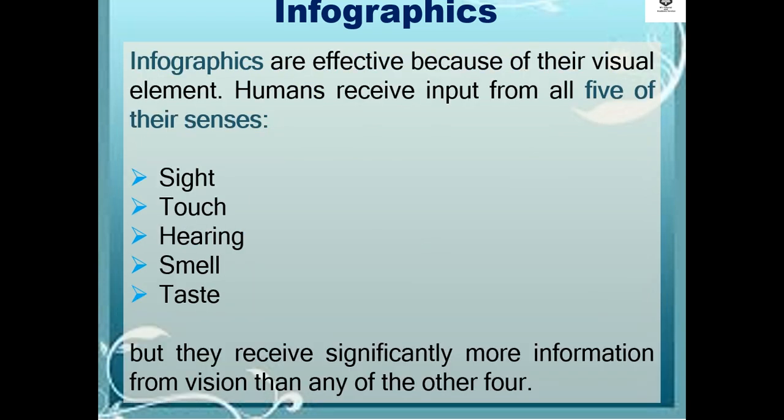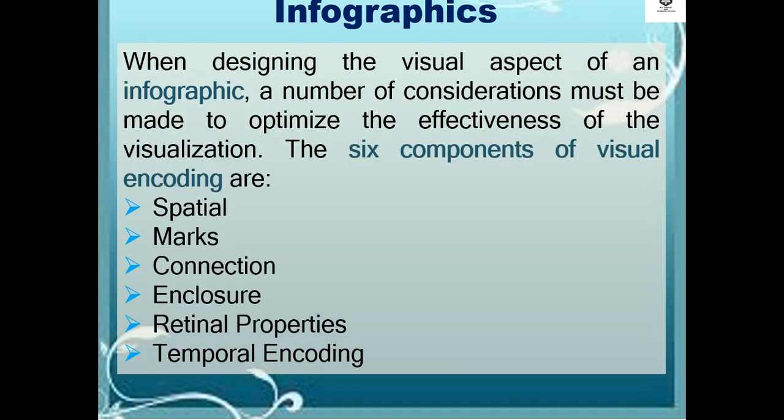Infographics are effective because of their visual element. Humans receive input from all five of their senses: sight, touch, hearing, smell, and taste. But they receive significantly more information from vision than any of the other four. When designing the visual aspect of an infographic, a number of considerations must be made to optimize the effectiveness of the visualization. The 6 components of visual encoding are spatial, marks, connection, enclosure, retinal properties, and temporal encoding.